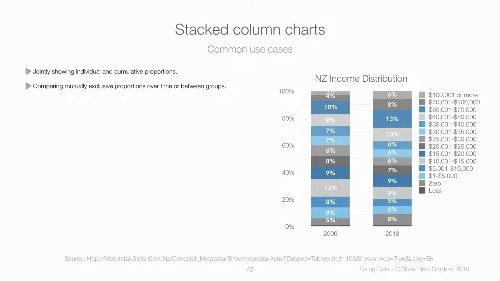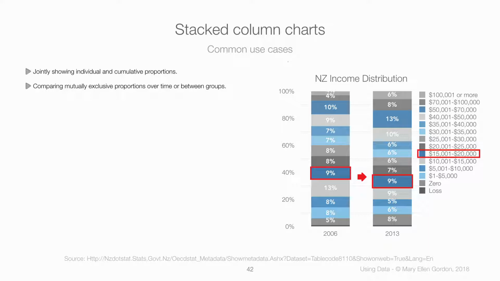The most common use case for this type of chart is to show individual and cumulative proportions. What I mean by that is individual proportions, we can compare one slice in this column to one slice in this column. So for example, in both years 2006 and 2013, 9% of the population earned between $15,001 and $20,000. So we can see that by comparing those two.